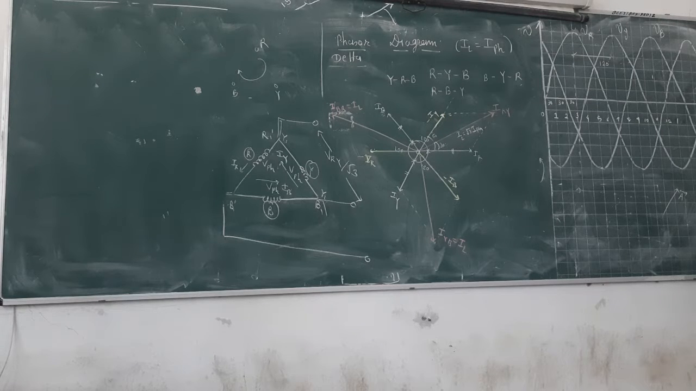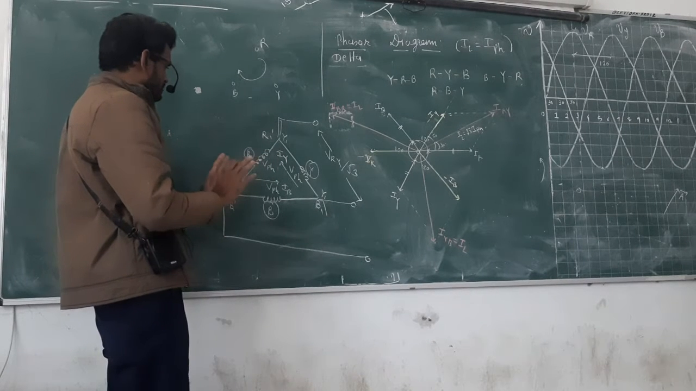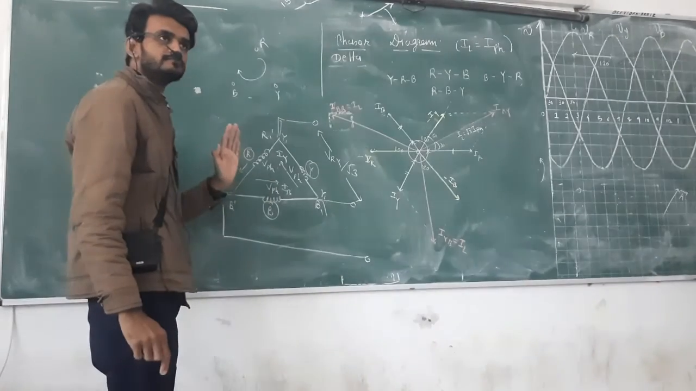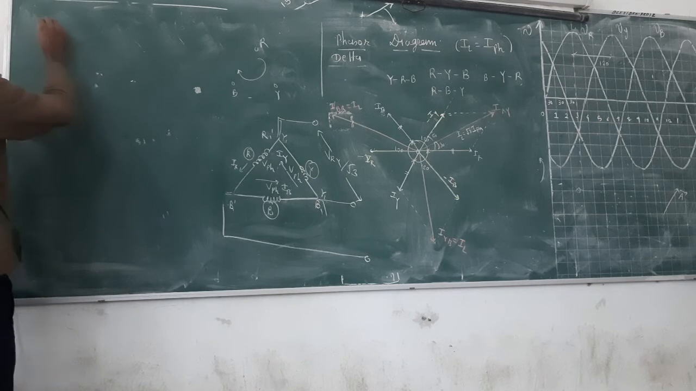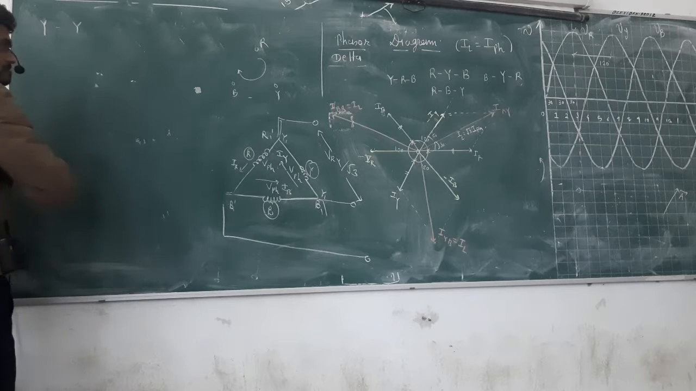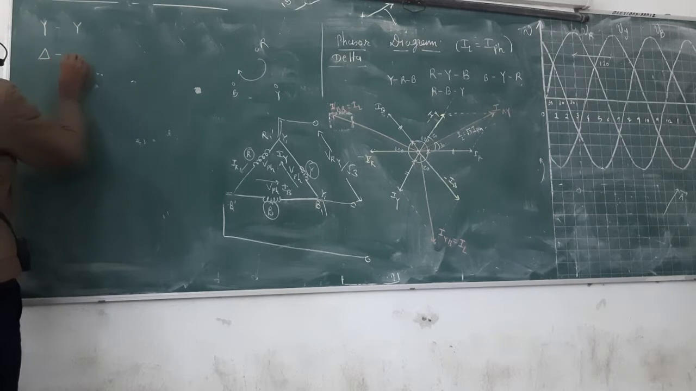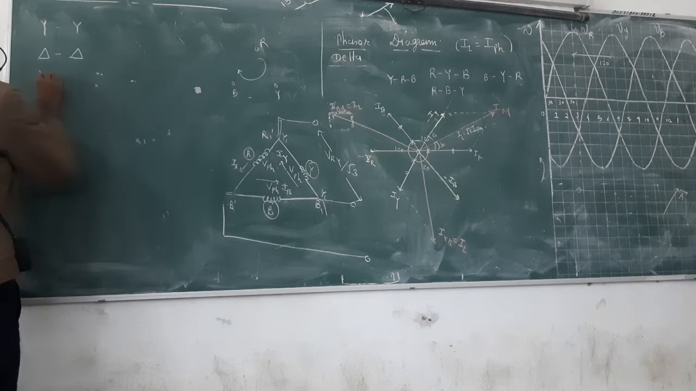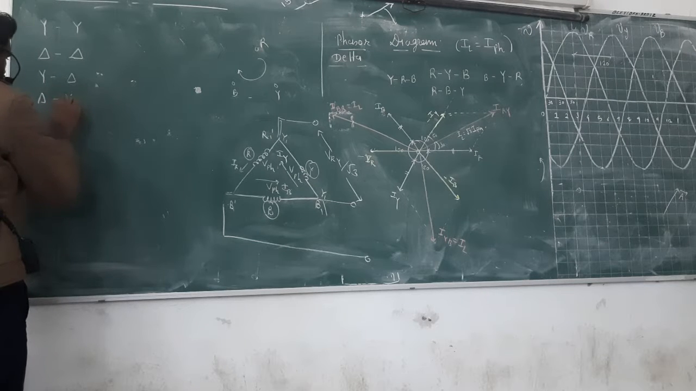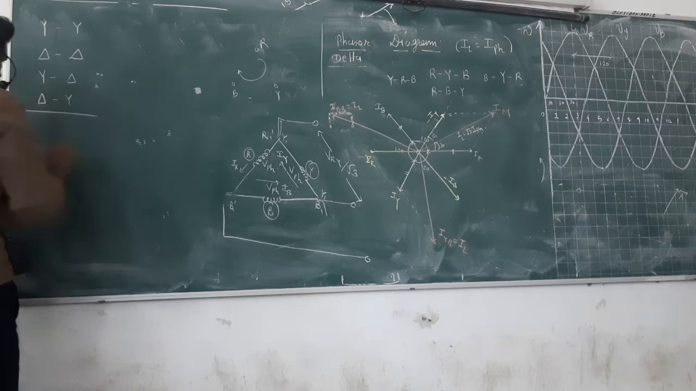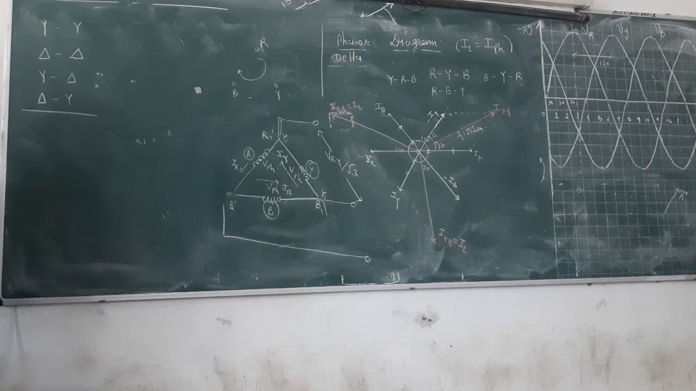Alright. Now quickly I am going to discuss all possible connections, so that you can study those connections by yourself, because the idea and fundamentals are clear, how to draw the phasor diagram and the circuit diagram. The possible connections in three-phase transformers are: one is star-star, another is delta-delta, another is star-delta, and the fourth one is delta-star. These are the possible connections.